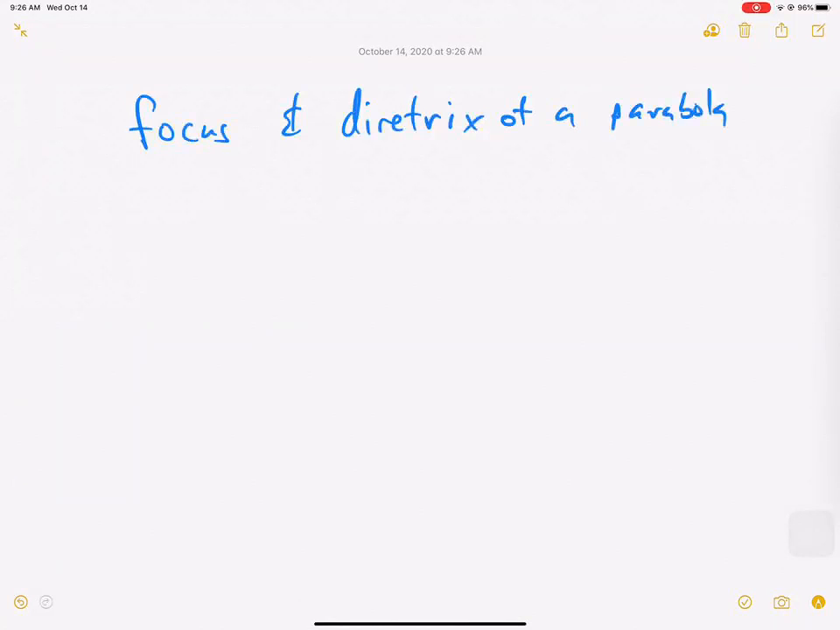So today's lesson is how to find the focus and directrix of a parabola.